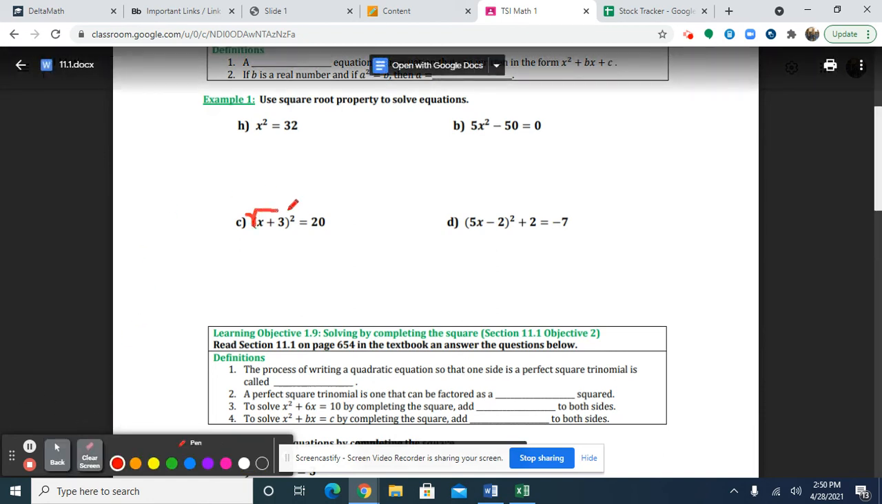So when we take the square root right here, this is going to be the first thing that we do because the square root is covering everything. So we need to first cancel that out. We're going to have x plus 3 is equal to the square root of 20. Now square root of 20 can be written as square root of 4 times 5, where 4 is a perfect square. So square root of 4 is 2, giving 2 square roots of 5.